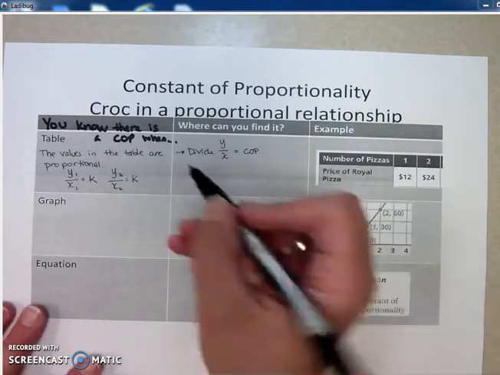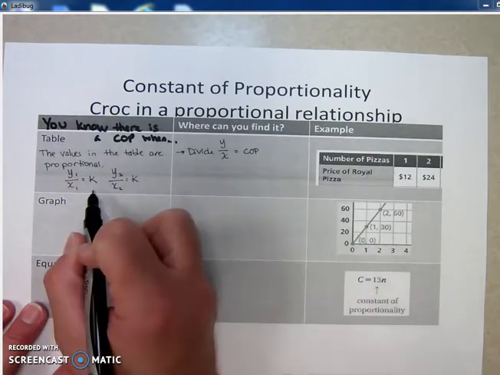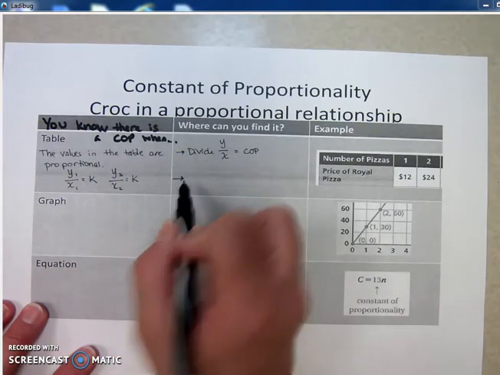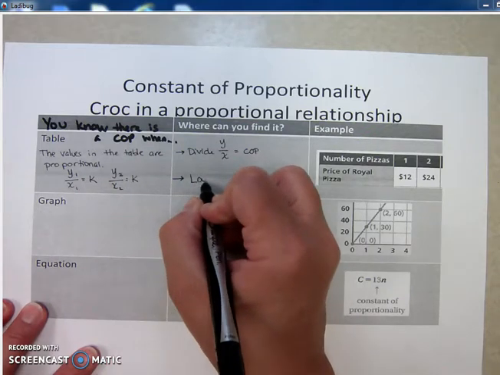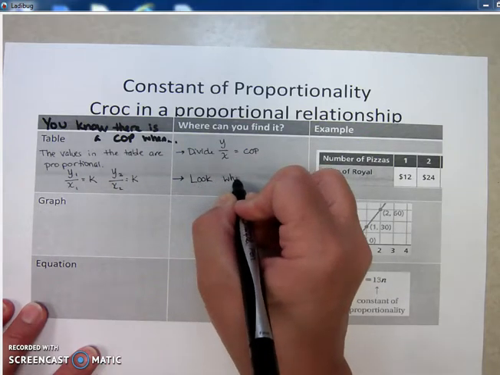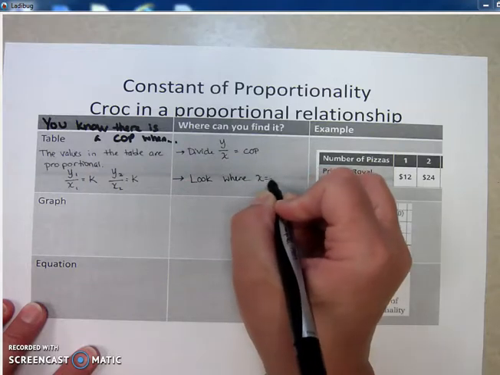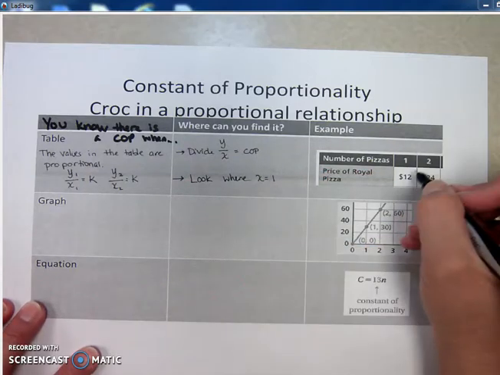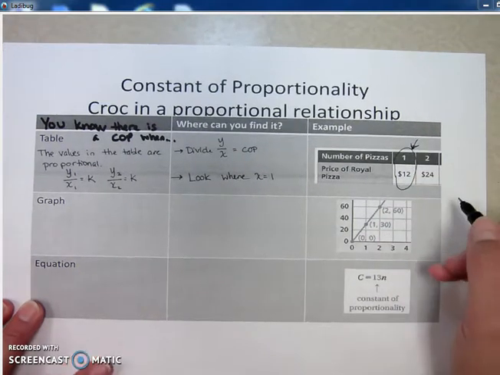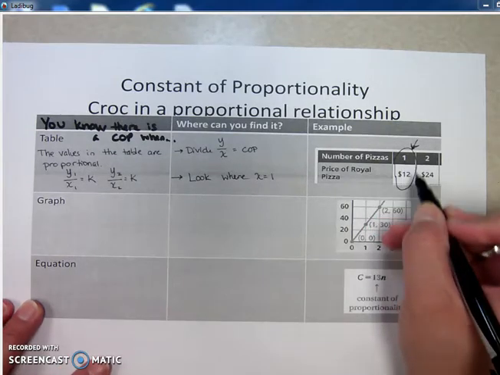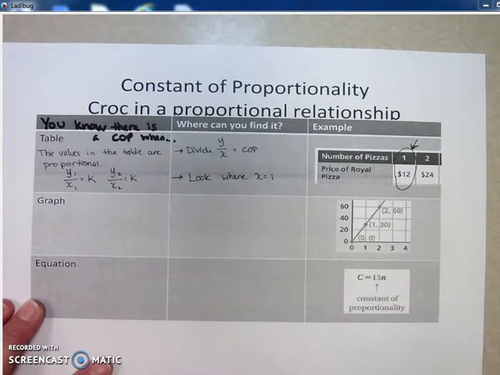But another place to find it, if you do know the data is proportional, is the constant proportionality. You're going to look in the table where x is 1. Find in the table where your x value, or your independent variable, is 1, and that will be where your constant proportionality is. So in this table, one pizza costs $12. 12 is my constant proportionality.